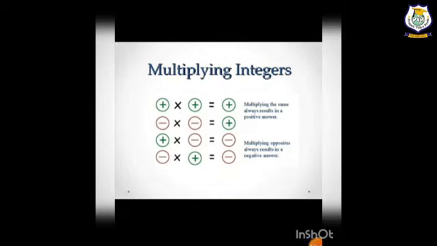So here you have seen there are four things in the multiplication of integers. The first two things: if the signs of the numbers are the same, then we get the positive sign. In the first one, both numbers have the positive sign, then the answer will also have the positive sign, and both numbers have the negative sign, then the answer will also come with the positive sign.